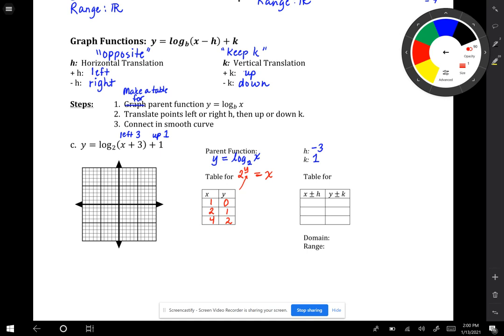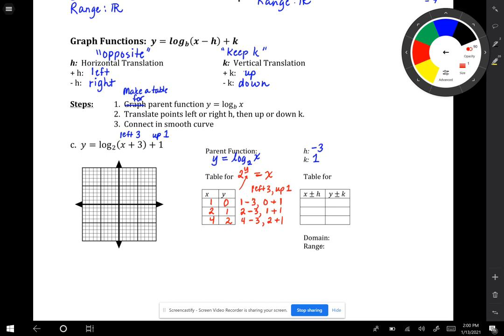We are going to now make a table for the translated function. Notice what I said. You move left 3, up 1. So let's write that down here. Left 3, comma, up 1. Because left 3 deals with x and up 1 deals with y. So take your x coordinate, which is 1, subtract 3, take your y coordinate, which is 0, add 1. Super easy. So next row in the table, take 2, subtract 3, take the 1, add 1. And the last number, take your 4, subtract 3 because you're moving left 3, and take your y coordinate 2 and add 1. And now your resulting answers go in our new table for the graph.